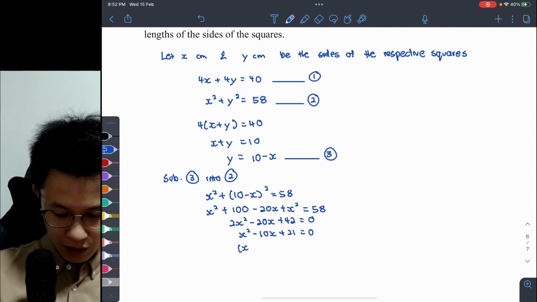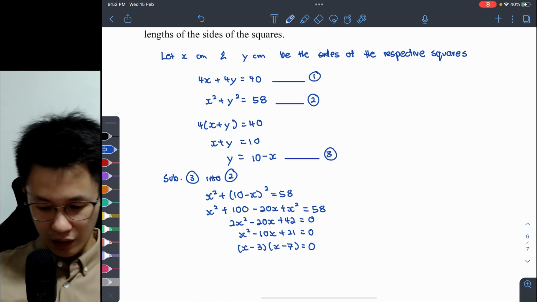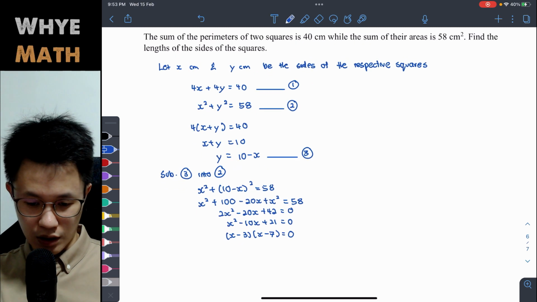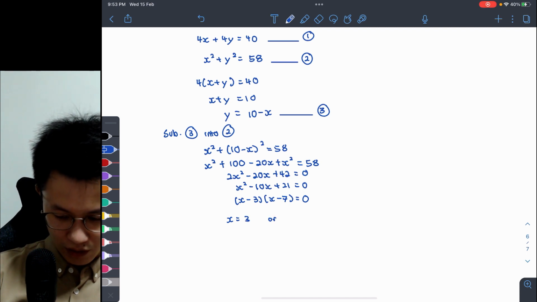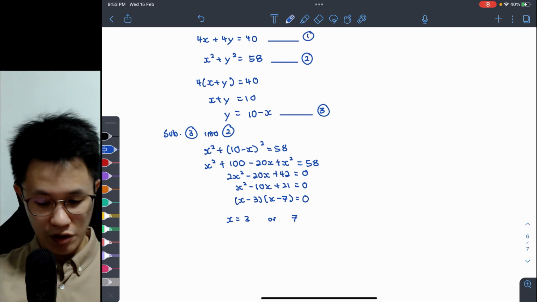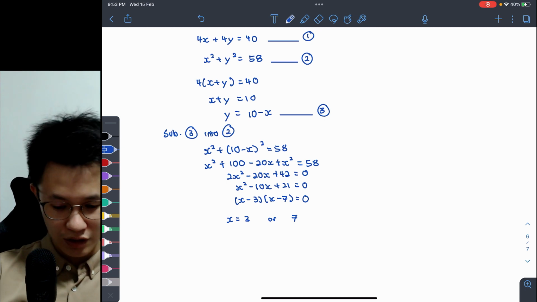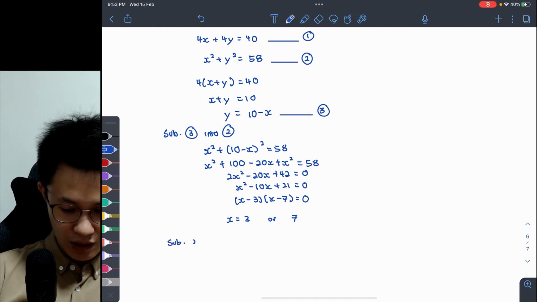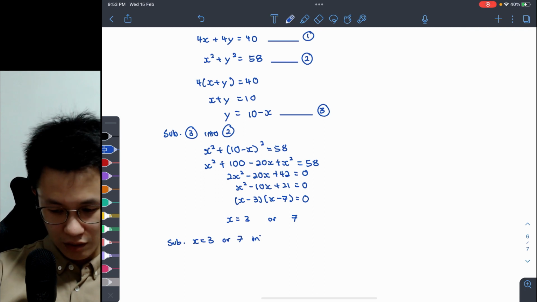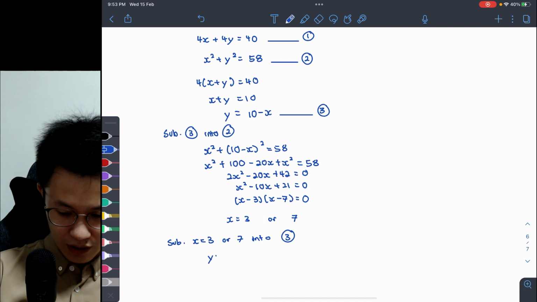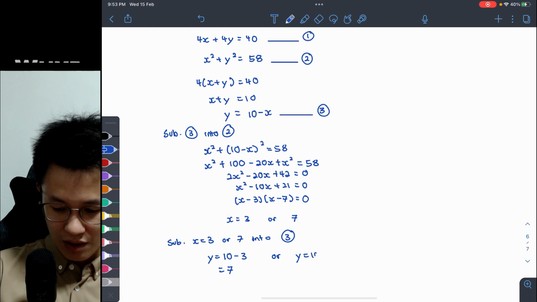This is a factorizable one, so we have x minus 3 and x minus 7 equals 0. This would mean that x equals 3 or x equals 7. Now both are positive, so both are possible, but the question is which one is the correct answer. But don't fret. Let's sub x equals 3 or 7 into equation 3, which is 10 minus x. So it's 10 minus 3, which gives you 7, or y equals 10 minus 7, which gives you 3.